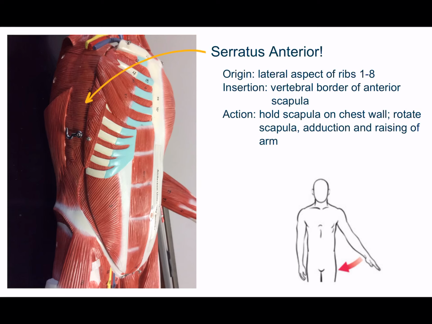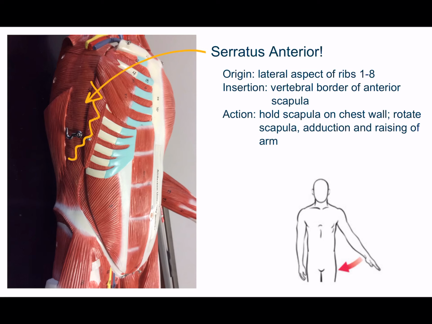So the serratus anterior kind of makes it look like a serration, like a serrated knife. See over here. It's going to originate on the lateral aspect, so the very side of your ribs 1 through 8, your true ribs. And it's going to insert on the vertebral border of the anterior scapula, which is a fancy way of saying the top part closest to your spine.